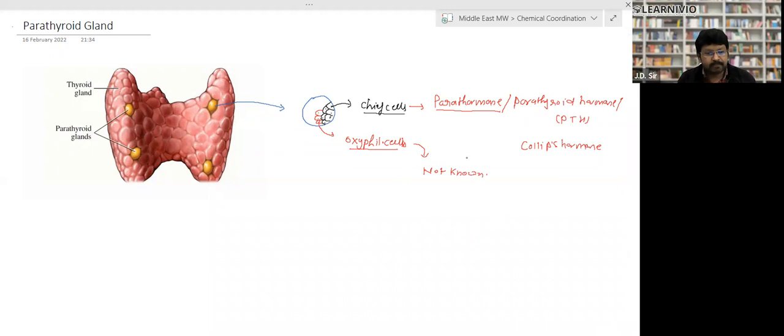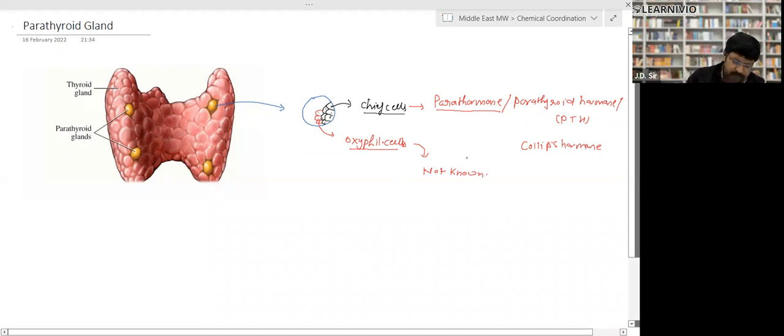Start noting now. It regulates the calcium and phosphate balance between blood and tissue. Full stop.